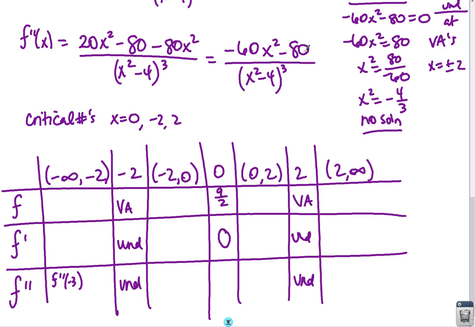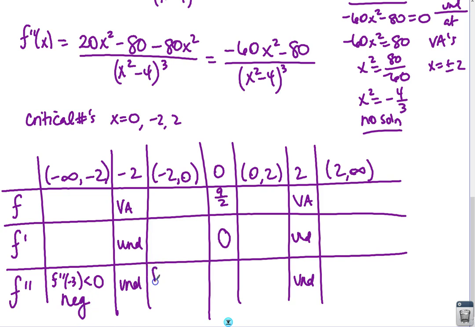And then let's check the denominator. So x squared minus 4, if I plug in a -3, well, -3 squared is 9, minus 4 is +5, cubed is still positive. So negative divided by positive is going to be a negative. So that's what's happening at that interval.